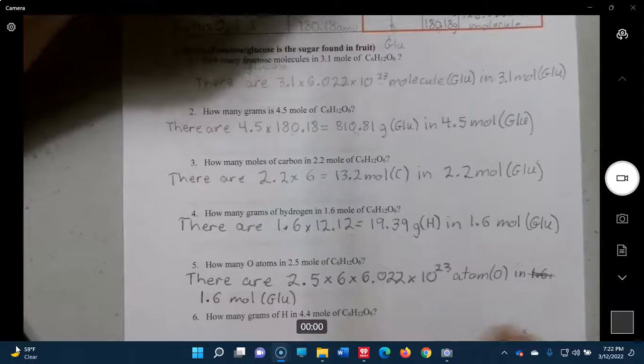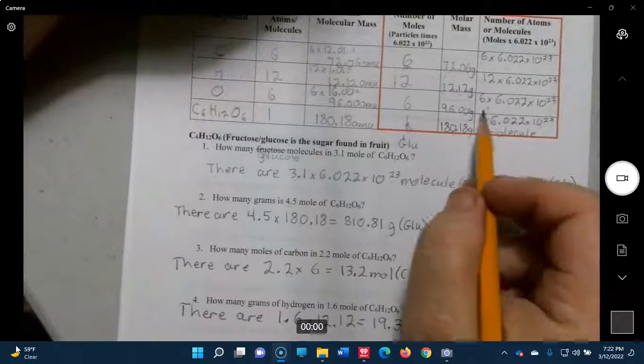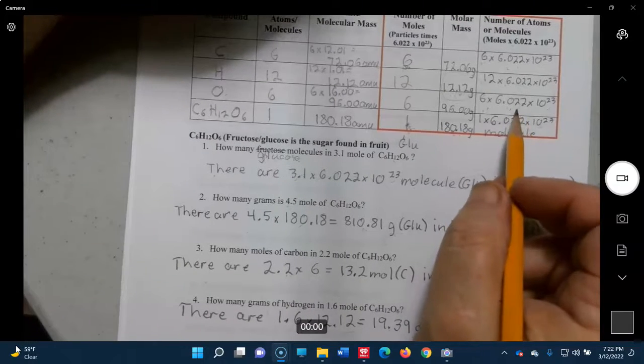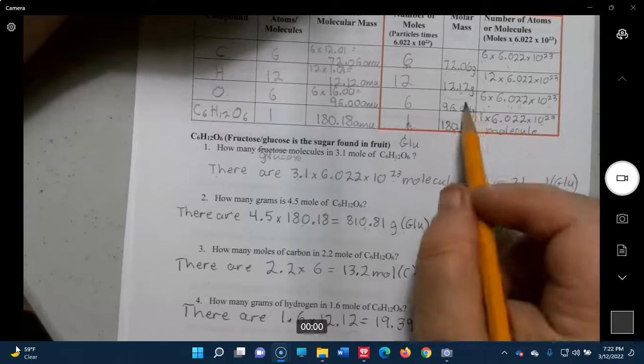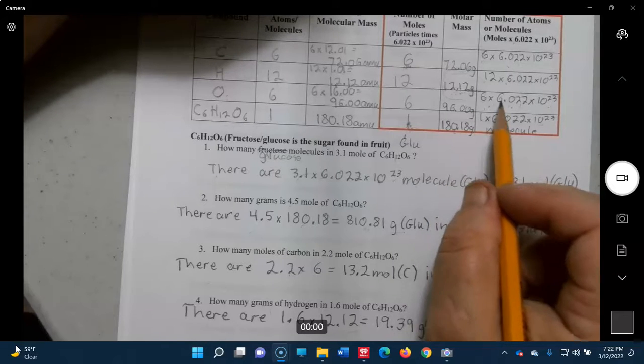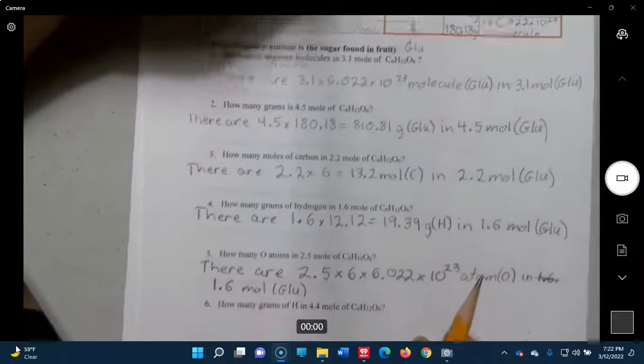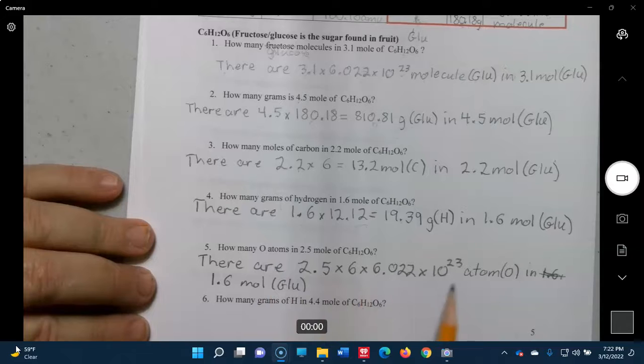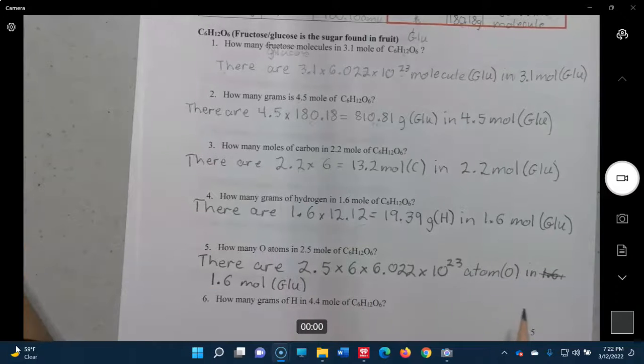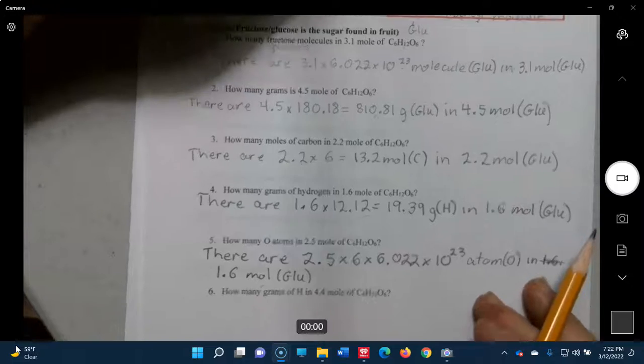Okay. So again, in 1 mole, there's 6.022 times 10 to the 23rd. So in 2.5 moles, there's 2.5 times 6.022 times 10 to the 23rd. So that's what you see right here. You don't have to do all that calculation. And that's atoms of oxygen in 1.6 moles of glucose.